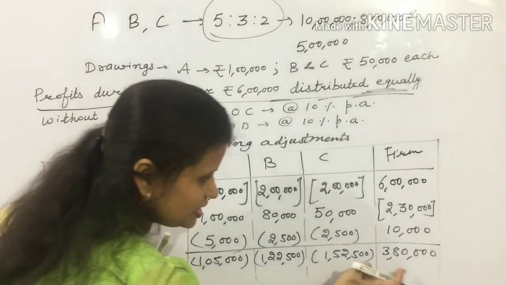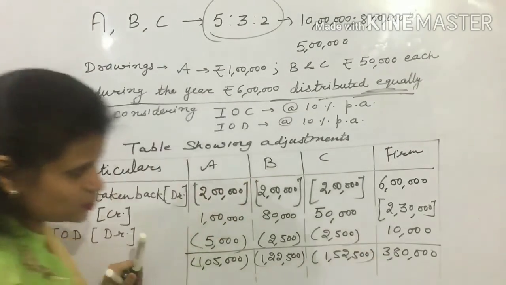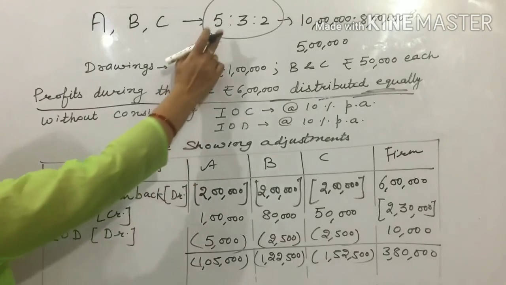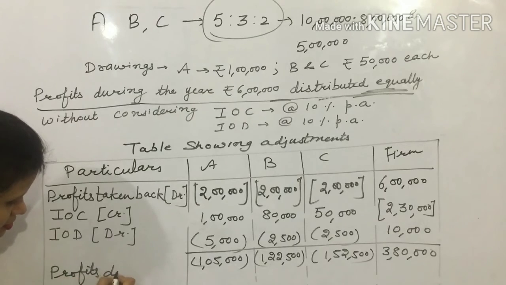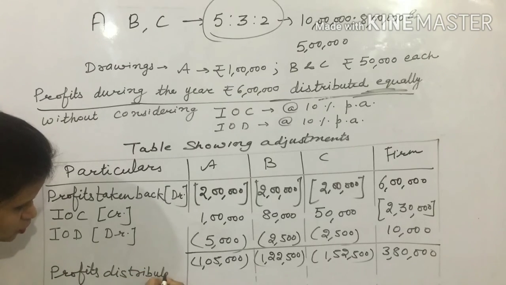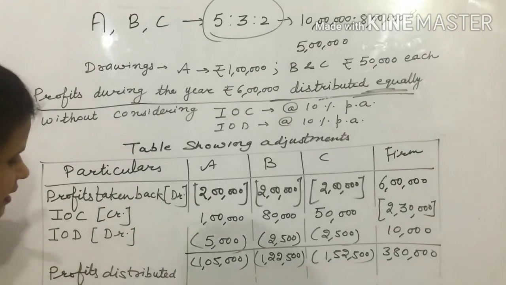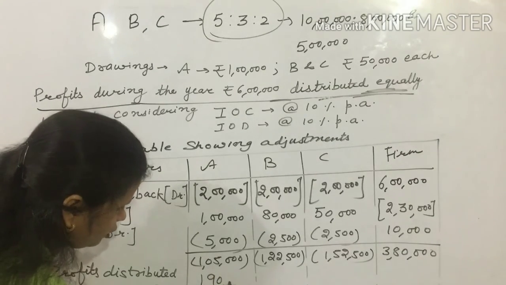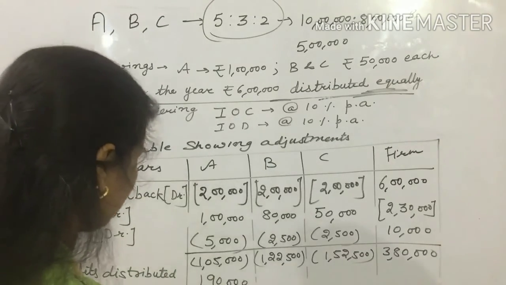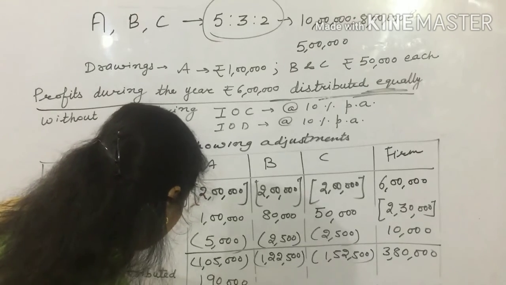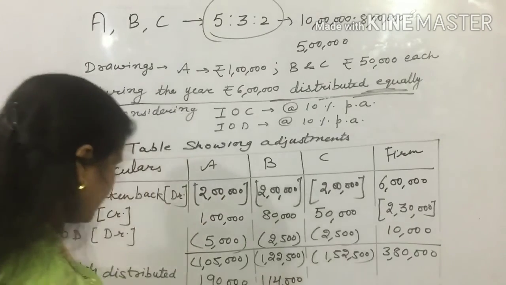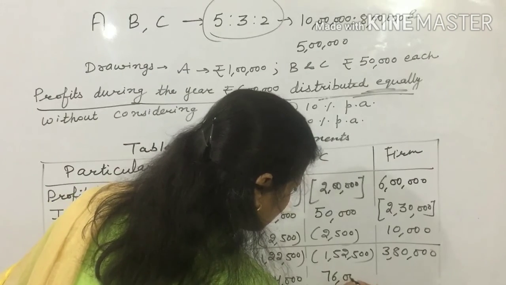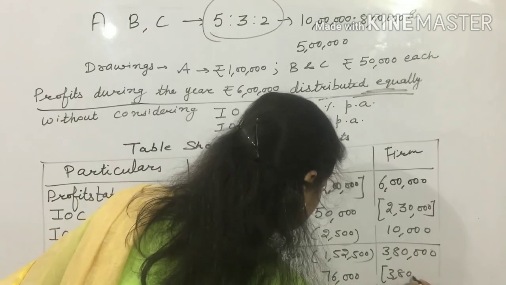Now, firm still having a profit of 3,80,000. So firm will distribute these profits in 5:3:2. Here you will write down profits distributed. In which ratio? 5:3:2. Total 3,80,000. So A will get credit of 1,90,000 and B will get a credit of 1,14,000 and C will get a credit of 76,000, and firm will be debited with 3,80,000.